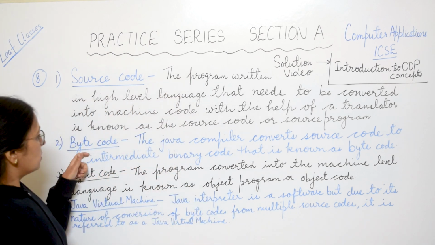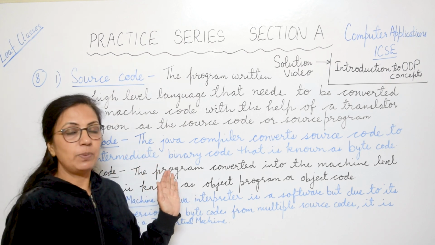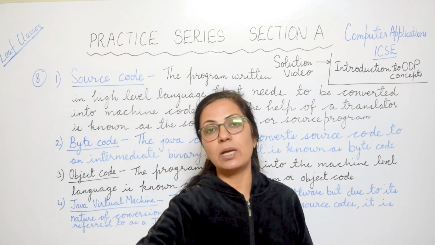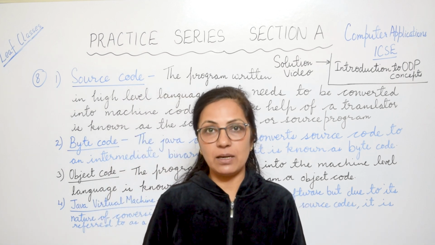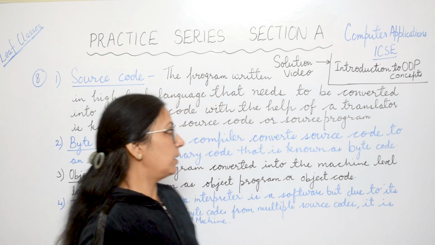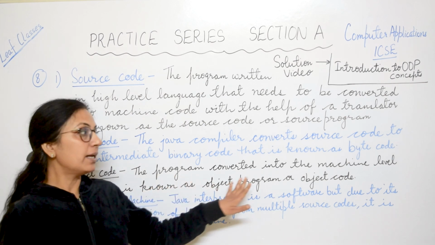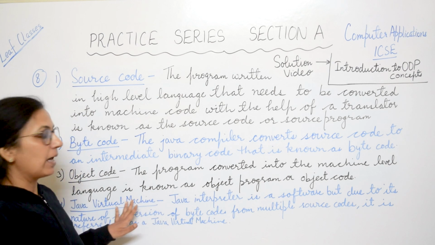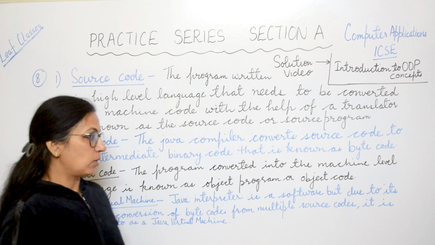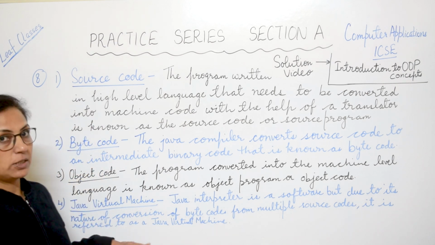So let us do the second definition, bytecode. Before this also I explained to you bytecode. Java compiler converts the source code into an intermediate binary form. That form is known as bytecode, right? The third is object code. The program that is already converted into the machine level language is known as the object program or the object code. And the last definition here is Java virtual machine.